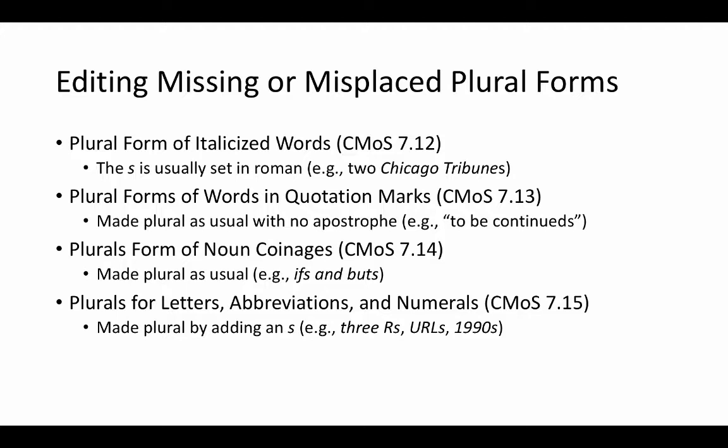For those items that are in quotation marks, you add the S as usual, but don't add apostrophes. To be continueds. For noun coinages, for example, ifs and buts, it recommends just to add the S as usual. And when you need to make a plural of letters, abbreviations, or numerals, simply add the S. 3 R's, URLs, 1990s. No apostrophe would be a main takeaway.